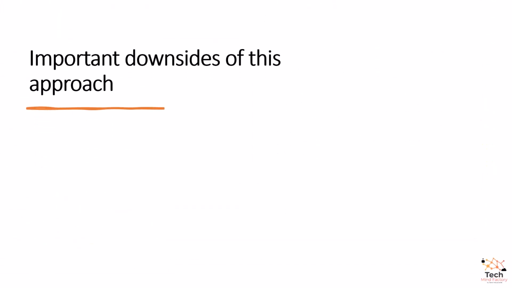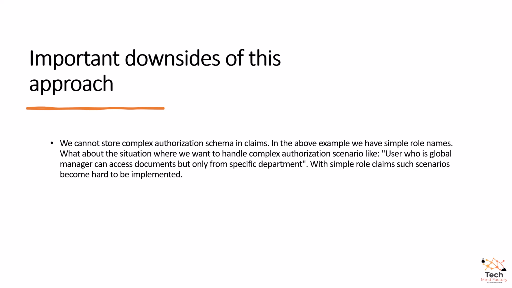Let's talk about some important downsides of this approach. First of all, we cannot store complex authorization schema in claims. In the previous example, we have simple role names, like global manager. What about the situation where we want to handle a complex authorization scenario, like a user who is global manager can access documents but only from a specific department? With simple role claims, such scenarios become hard to implement.